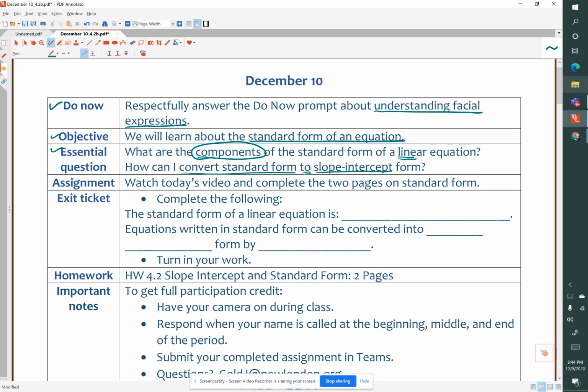So we'll watch today's video and you'll complete 2 pages. Remember to turn in your work when you're done. Our exit question will be to complete the sentence: the standard form of a linear equation is blank. And equations written in standard form can be written into what form by doing what?